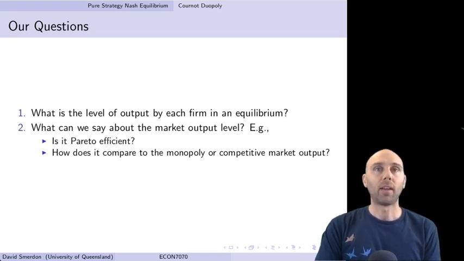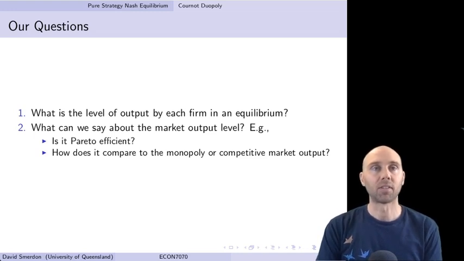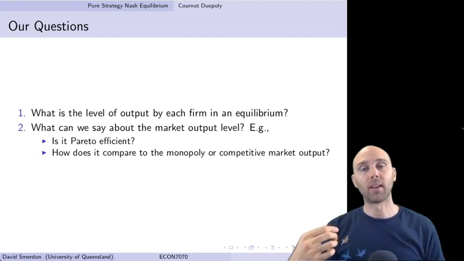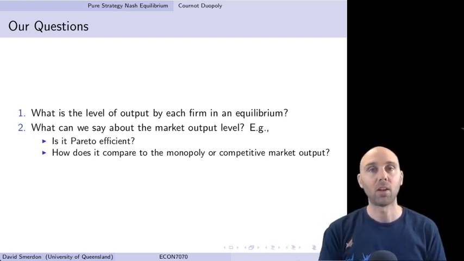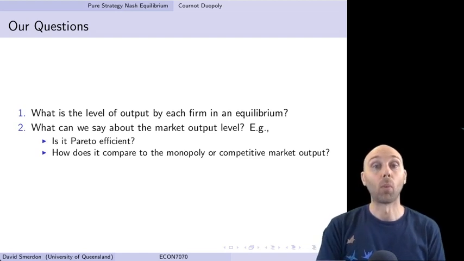Now, so far, it doesn't sound much like a game. It sounds a bit more like conventional microeconomics. So let's try to put it in a game framework. What are the three elements that we need for a game? Well, we need the players. We know what they are, firm 1 and firm 2.